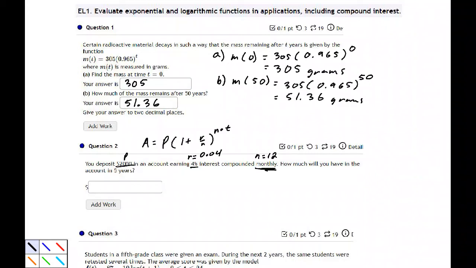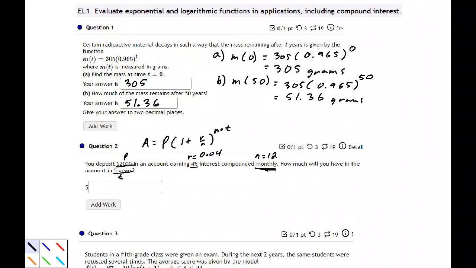Remember that if you see compounded annually, that means n equals 1. Compounded semi-annually means n is equal to 2. Compounded quarterly means n is equal to 4. And of course, monthly is n equals 12. Now finally, we have how much will you have in the account in 5 years? Well, that is our t.